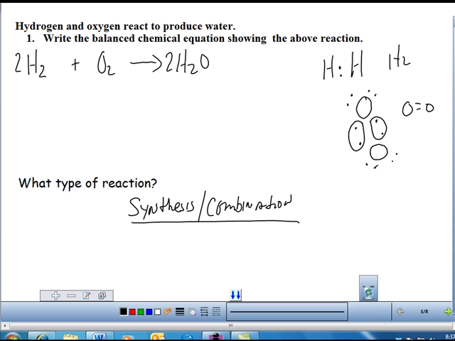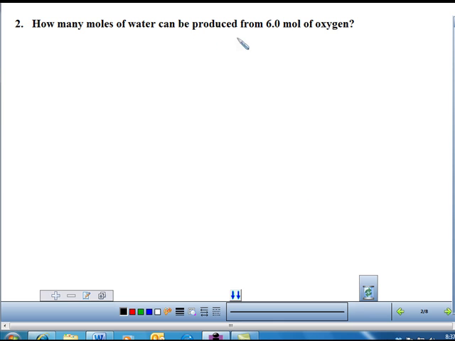So that's question 1. Question 2 says, how many moles of water can be produced from 6 moles of oxygen? Well, again, we got 6 moles of oxygen, yes.